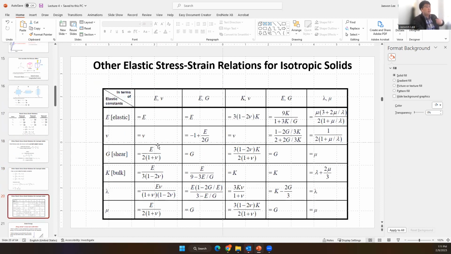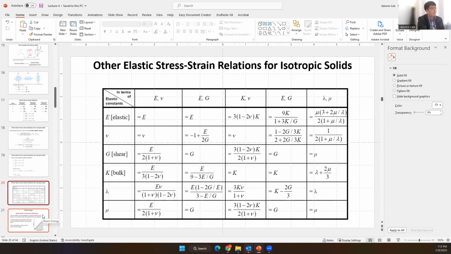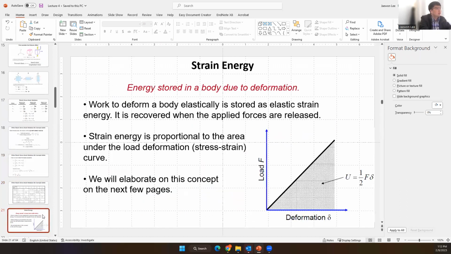So we have the elastic stress-strain relations of the isotropic solid. If you can see this table, we can calculate the elastic, shear, or bulk (volumetric) modulus. Look at these relations. Do you have any questions? Can I move on to strain energies?